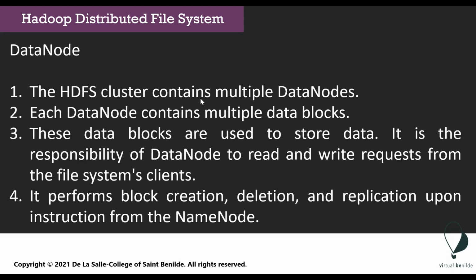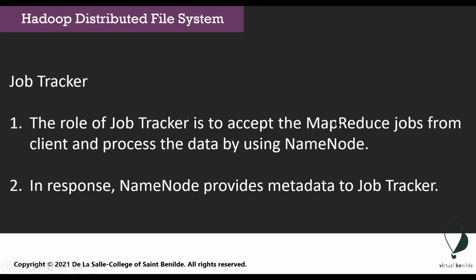Okay, so this is the data node. The job tracker. The role of the job tracker is to accept the MapReduce jobs from the client and process the data by using the name node. In response, the name node provides metadata to the job tracker.